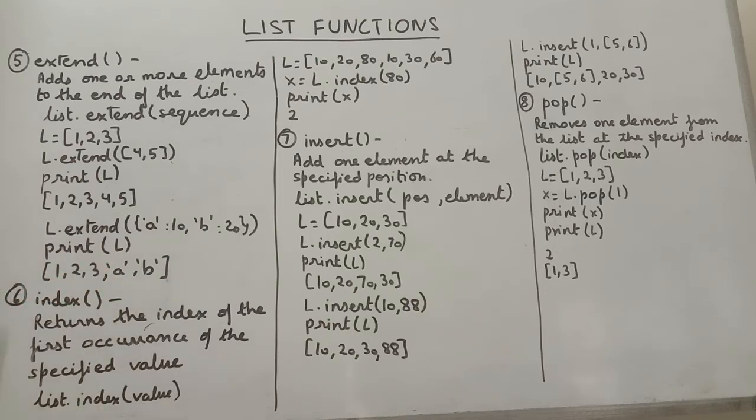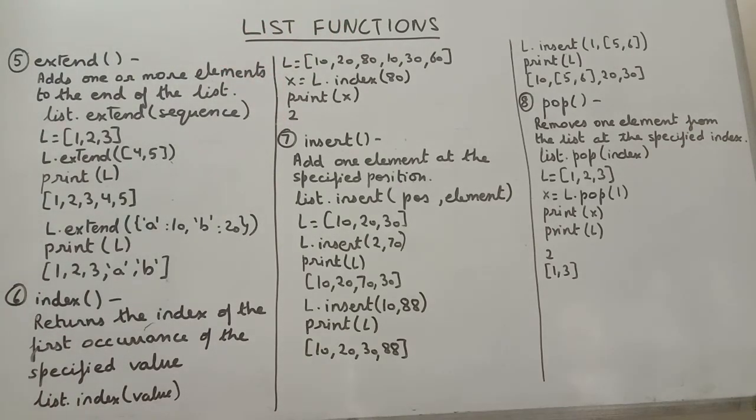The next function is the index function. The index function returns the index of the very first occurrence of the specified value. Its syntax is list.index, and within parentheses we specify the value. The index of the first occurrence of this value will be provided by this function, and if the value is not present in the list, it will return an error. For example, if my list is this and I have said x is equal to L.index(80), I am looking for 80. The index of 80 is 2, so the answer will be 2.